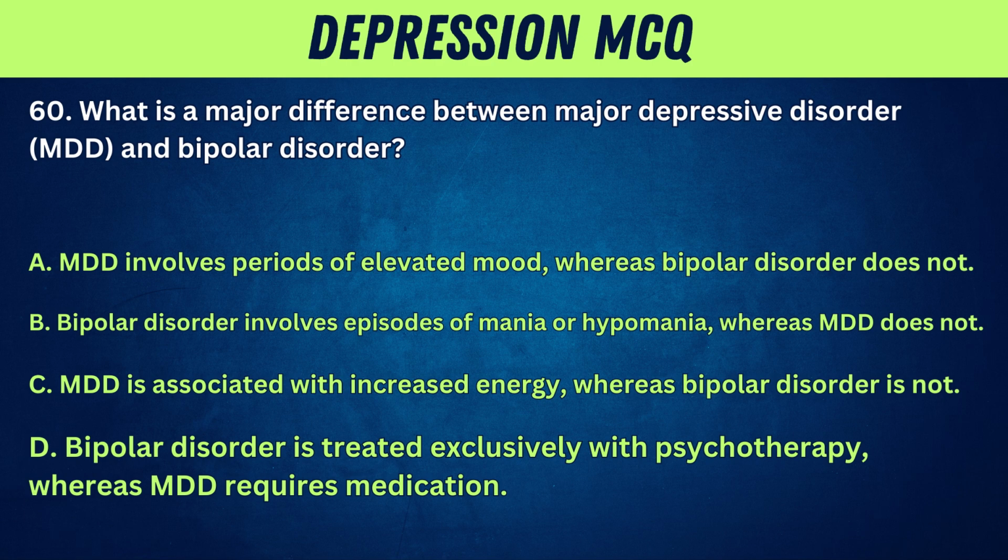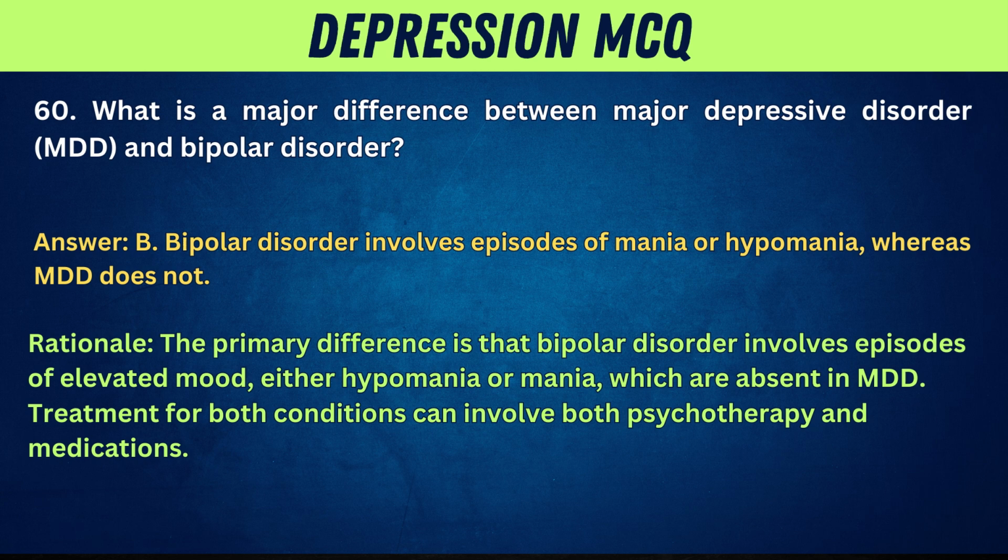60. What is a major difference between major depressive disorder, MDD, and bipolar disorder? A. MDD involves periods of elevated mood, whereas bipolar disorder does not. B. Bipolar disorder involves episodes of mania or hypomania, whereas MDD does not. C. MDD is associated with increased energy, whereas bipolar disorder is not. D. Bipolar disorder is treated exclusively with psychotherapy, whereas MDD requires medication. Answer: B. Bipolar disorder involves episodes of mania or hypomania, whereas MDD does not. Rationale: The primary difference is that bipolar disorder involves episodes of elevated mood, either hypomania or mania, which are absent in MDD. Treatment for both conditions can involve both psychotherapy and medications.